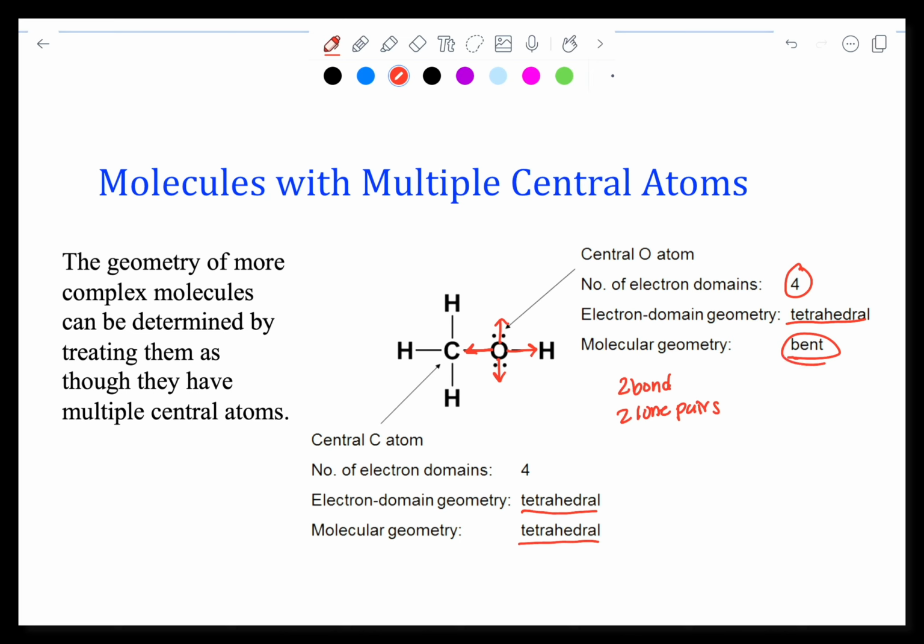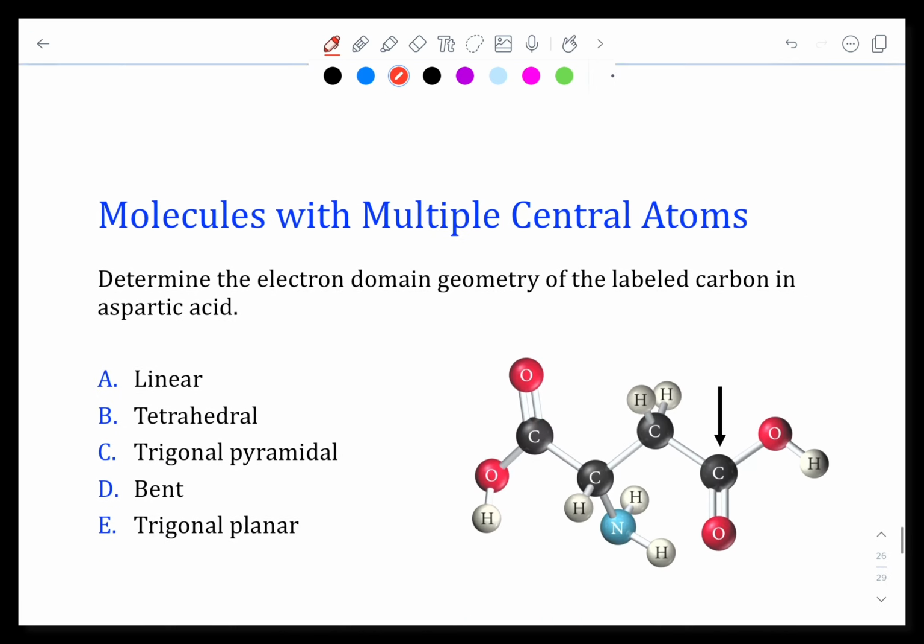So that would be a bent geometry. Okay, so that oxygen has a bent geometry. That carbon has a tetrahedral geometry. It does not matter that they are attached to each other. Okay, so let's keep practicing that.